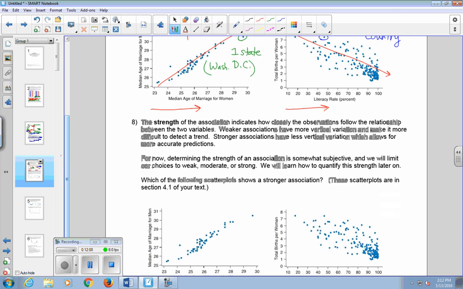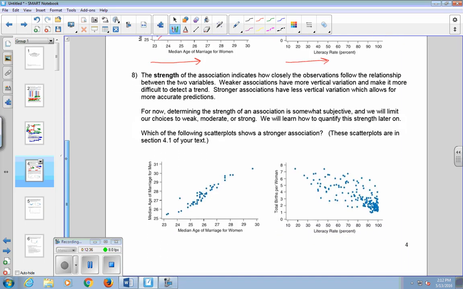Number 8, the strength of the association indicates how closely the observations follow the relationship between the two variables. Weaker associations have more vertical variation and make it more difficult to detect a trend. Stronger associations have less vertical variation, which allows for more accurate predictions. For now, determining the strength of an association is somewhat subjective, and we will limit our choices to weak, moderate, or strong. We'll learn how to quantify this strength later on.